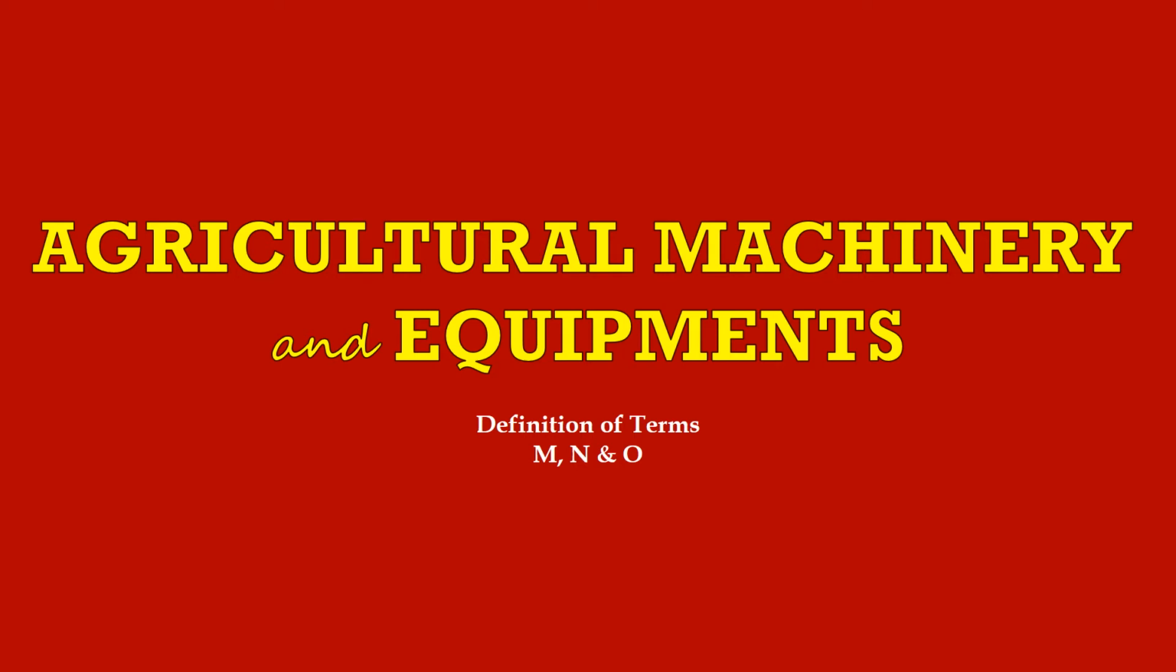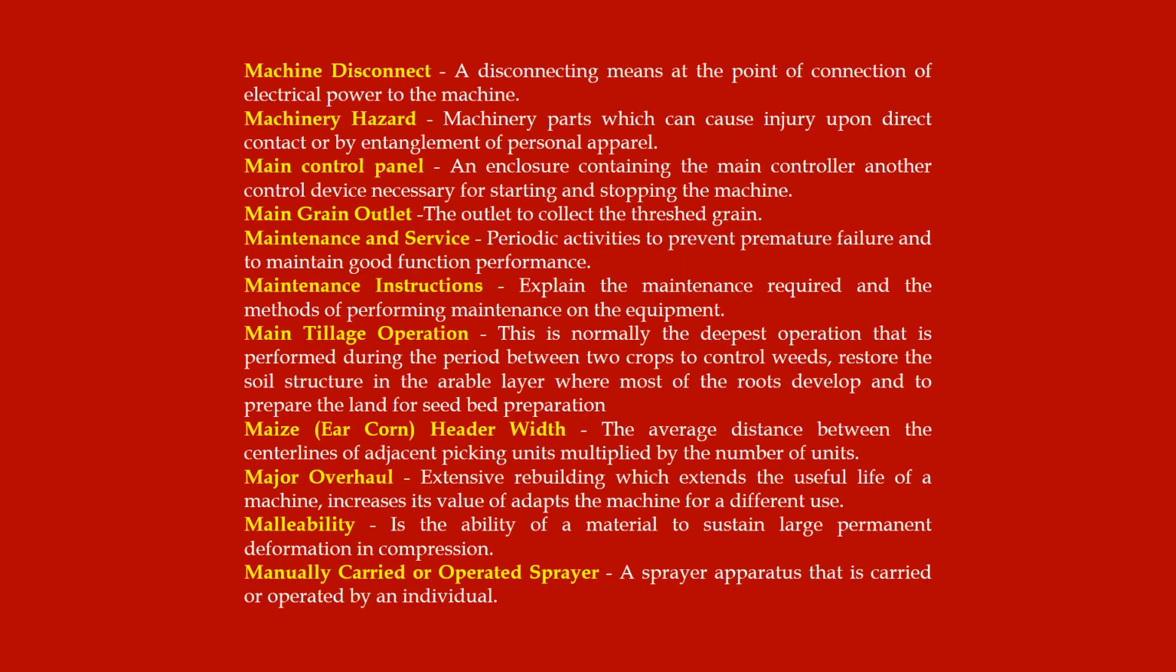This is Agricultural Machinery and Equipment. Definition of terms, letter M. Machine disconnect: a disconnecting means at the point of connection of electrical power to the machine. Machinery hazard: machinery parts which can cause injury upon direct contact or by entanglement of personal apparel.